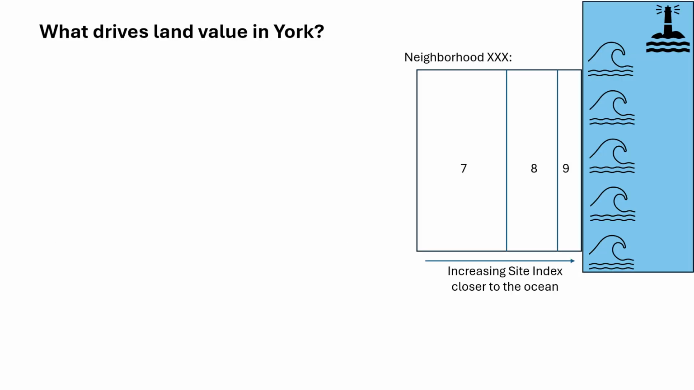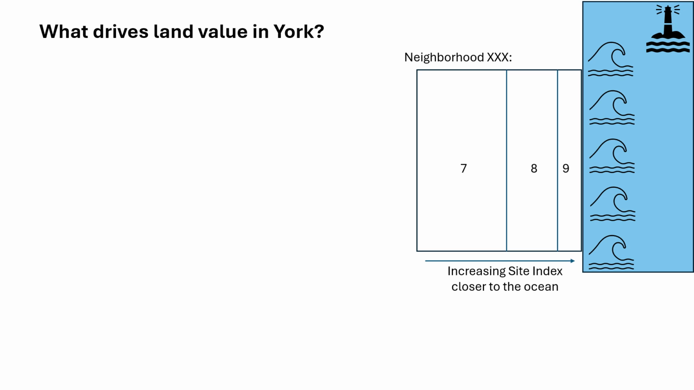What drives the land value in York? What I've indicated on this slide is a theoretical neighborhood XXX, which is abutting the ocean on the right, but as you go west, it's more and more inland, so that the site indexes indicated by the numbers actually increase as you get closer to the ocean. And 9 would be a property right on the ocean, nothing obstructing. 8 would be maybe a property which can see the ocean, but at any time somebody could build a house in front of you and you'd lose your view. And 7 is, I would say, homes that are near the ocean but don't have a view of the ocean.